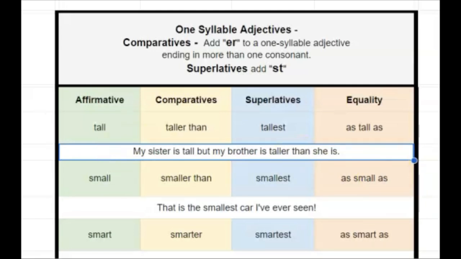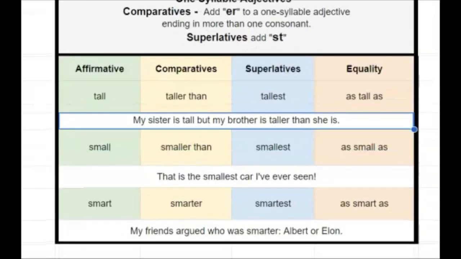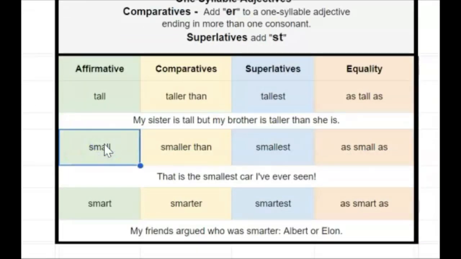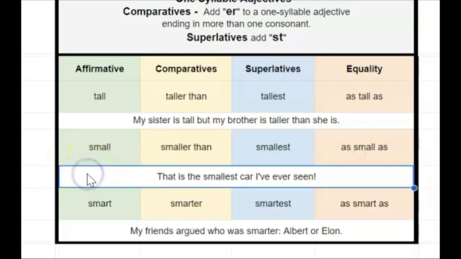The next example that we have is the word small. Small as an affirmative. Comparative is smaller than. Superlative is smallest, and equality is as small as. The example that we have here is, that is the smallest car I've ever seen.